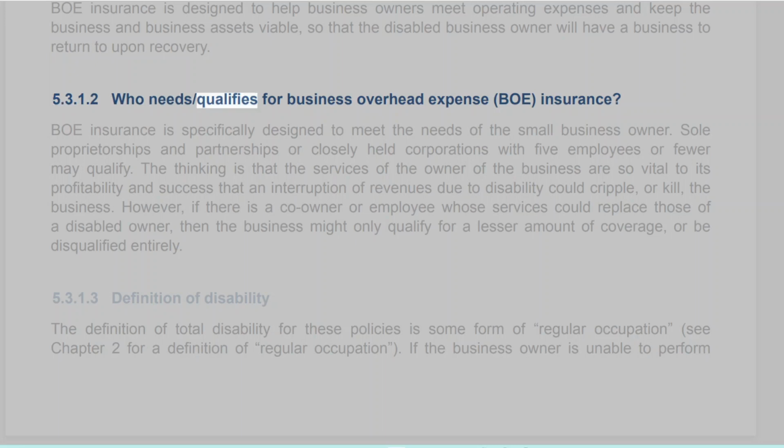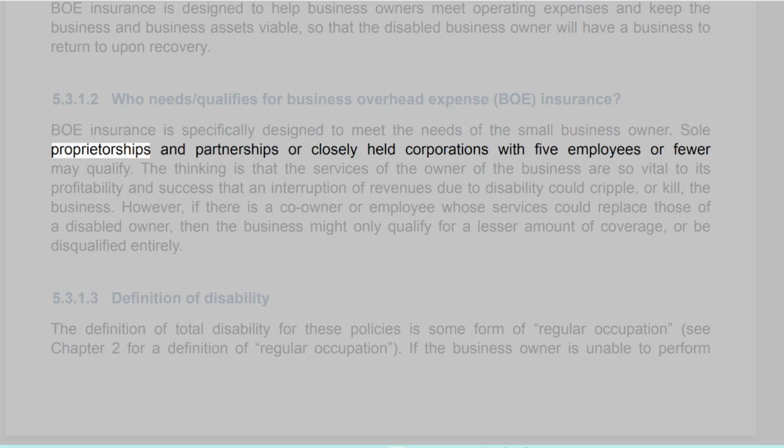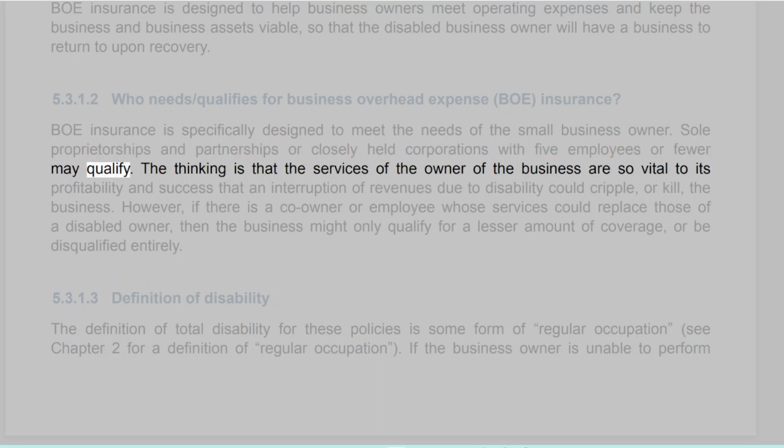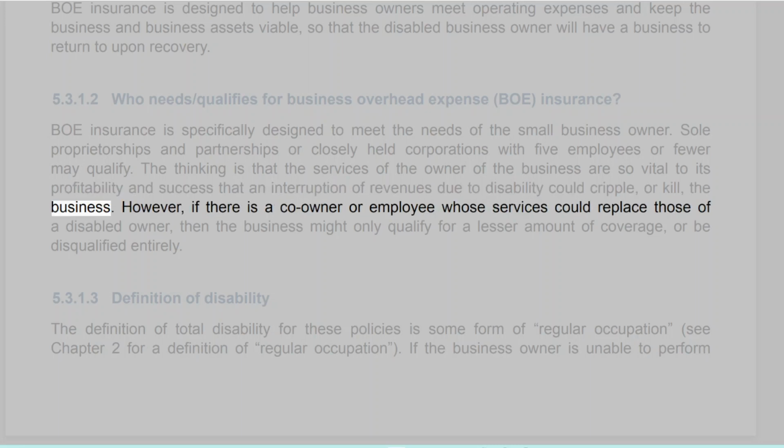5.3.1.2 Who needs/qualifies for business overhead expense, BOE insurance. BOE insurance is specifically designed to meet the needs of the small business owner. Sole proprietorships and partnerships or closely held corporations with 5 employees or fewer may qualify. The thinking is that the services of the owner of the business are so vital to its profitability and success that an interruption of revenues due to disability could cripple or kill the business.